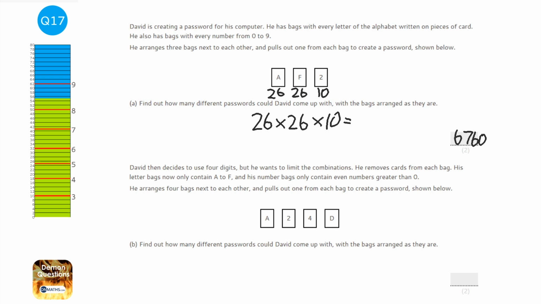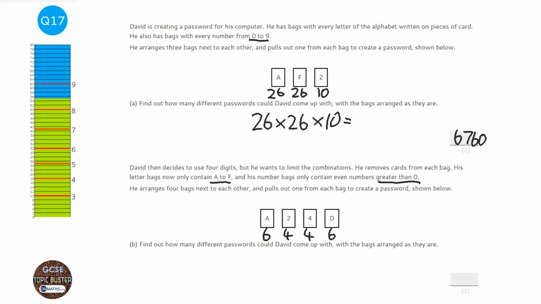This next one, so he wants to use four digits but limit the combinations. So we just got to read the question. His letter bags now contain the letters A to F, so that's A, B, C, D, E, F, which is 6. So these both will contain 6. And only contain even numbers greater than 0. Now, these are the same bags as before, so we only had the numbers from 0 to 9 before. So the even numbers that are greater than 0, so it's 2, 4, 6, 8. So there's 4 numbers those can be.